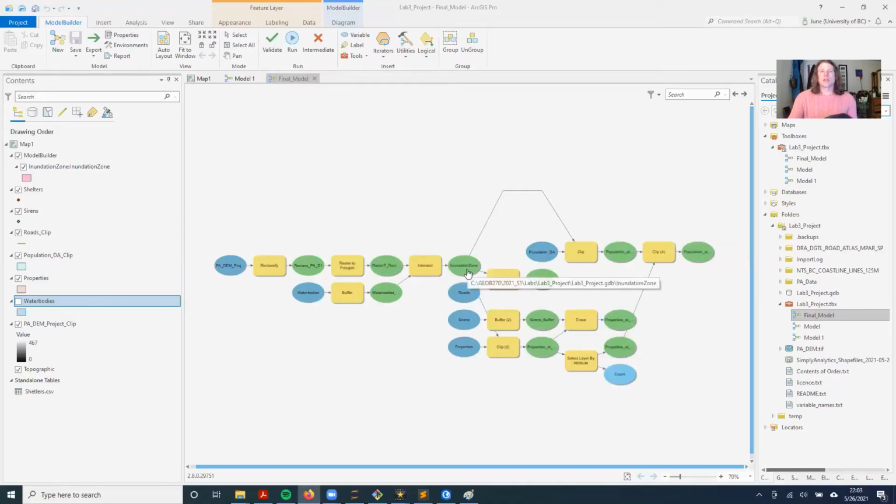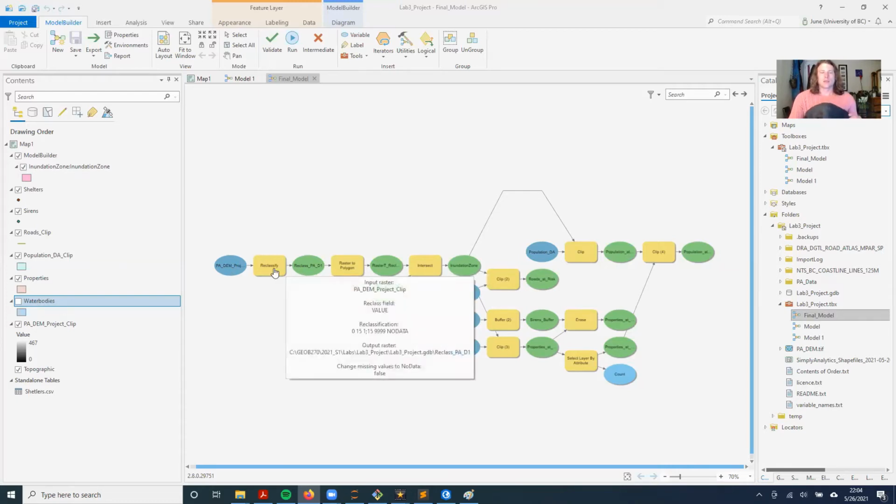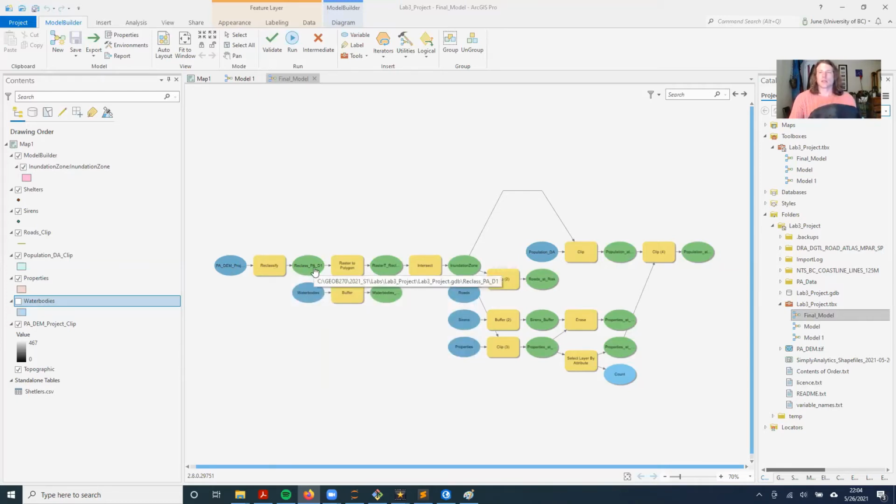So this is a look at what your final model is supposed to look like. So you can see it's like a flow chart. It just strings together a series of processes, input, output, step. And so they're connected with a string of lines to show the flow of information through the model.